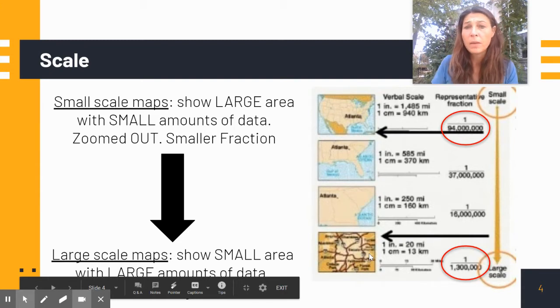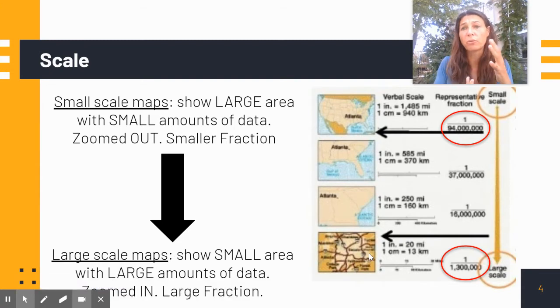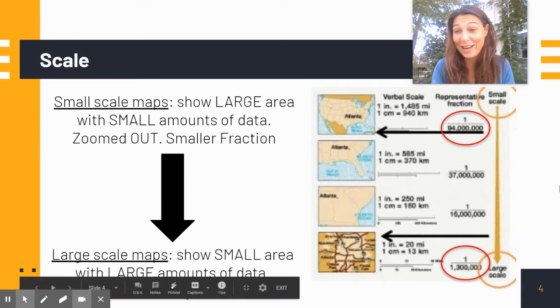For you math people, small scale maps have smaller fractions. If that helps you remember, large scale maps have larger fractions. I'm not a math person, so I just kind of do what I did.